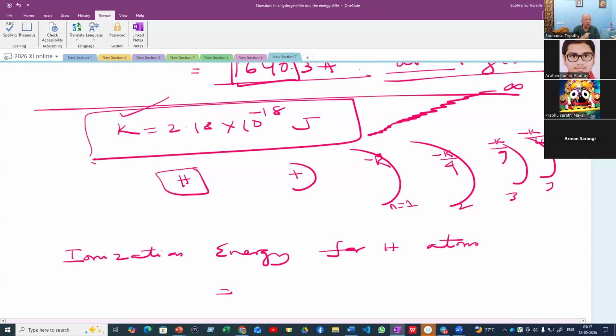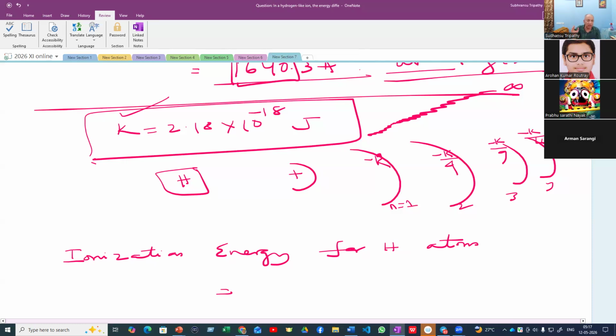And when you want to dislodge the electron from the first shell to infinite distance, you have to apply the same quantity of energy as it is carrying. Now it is carrying minus K, so you give plus K. So it will be dislodged.